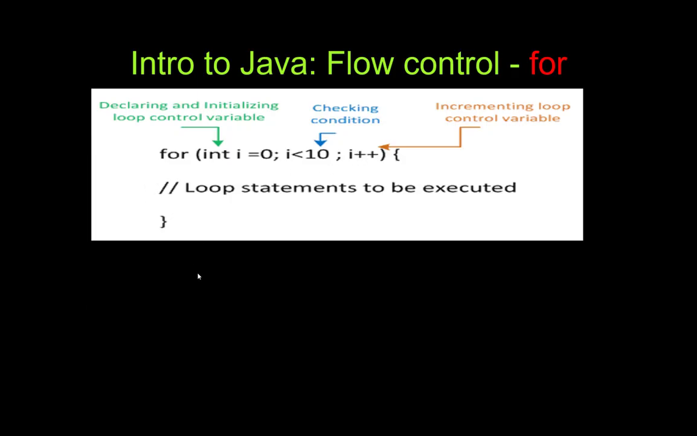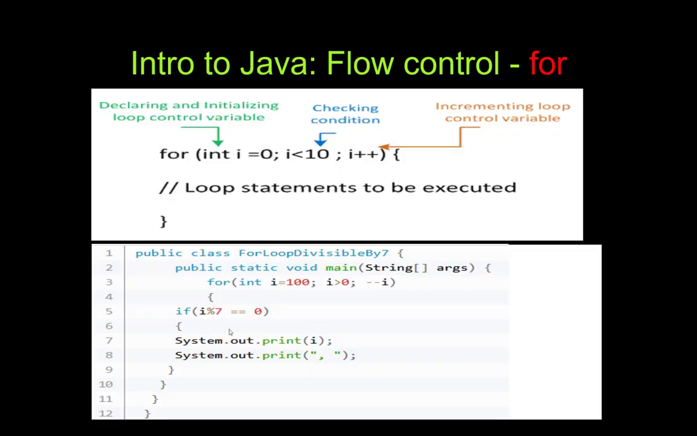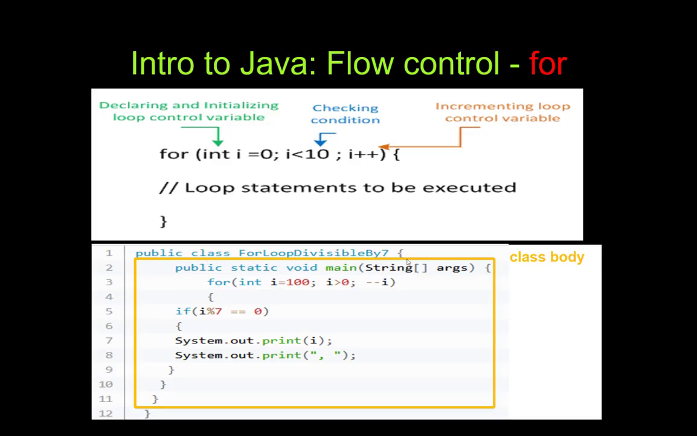Here is a simple example of the for loop. As you can notice, the indentation is not there at all, but the Java compiler doesn't care as long as the pairing of the parentheses is correct. So we have public class ForLoopDivisibleBy7. So this class has this whole body with the pair of braces here, and this body has only a single method, which is the public static void main. So this is where the Java execution will start.